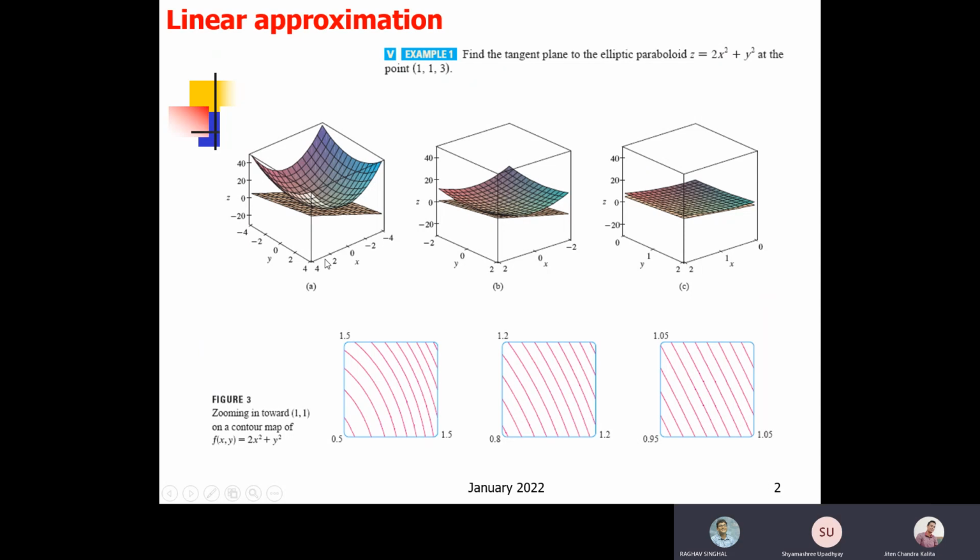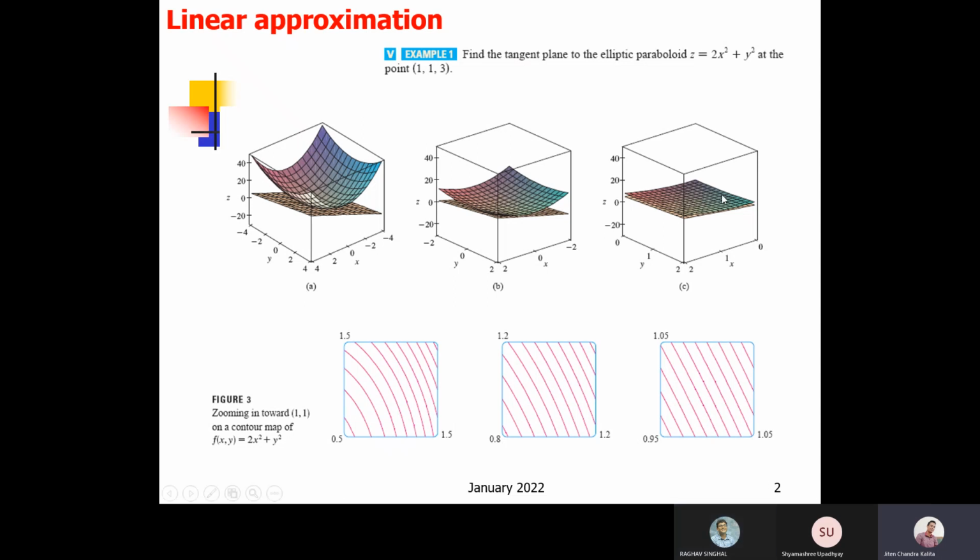Fine. See here you can see the range of x and y. You can see it was from -4 to 4, -4 to 4. Here it is -2 to 2, -2 to 2. Here what they have done, they have simply shown 0 to 2, 0 to 2. Is it okay? So now it is getting flatter and flatter.